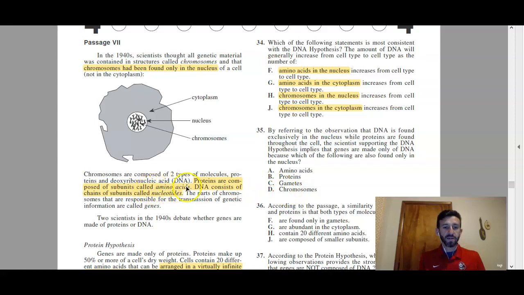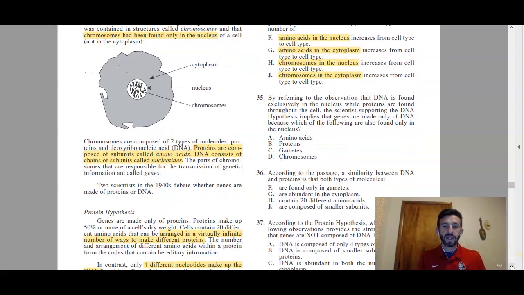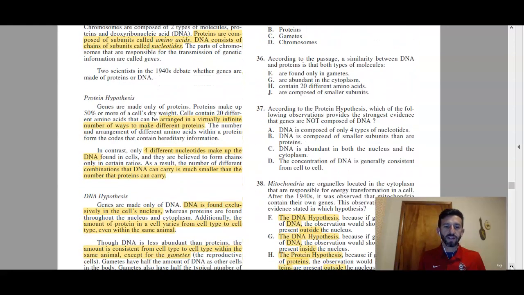Amino acids are right here. Proteins are made of amino acids. So I have the definition for A and B. Amino acids are the building blocks of proteins. That doesn't really have anything to do with being in the nucleus. And in the passage, it did say that proteins are found everywhere in the cell. And then gametes. What are gametes?